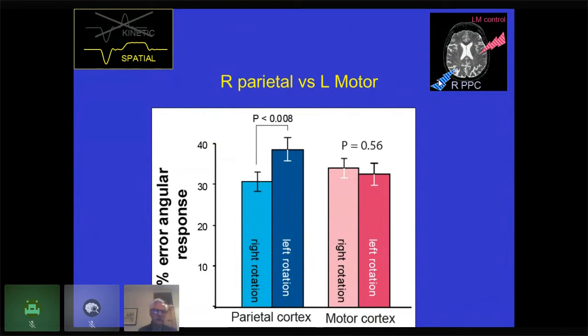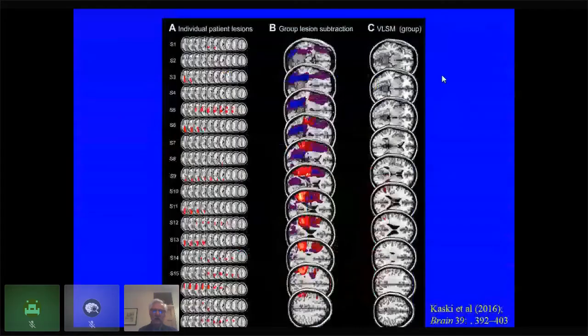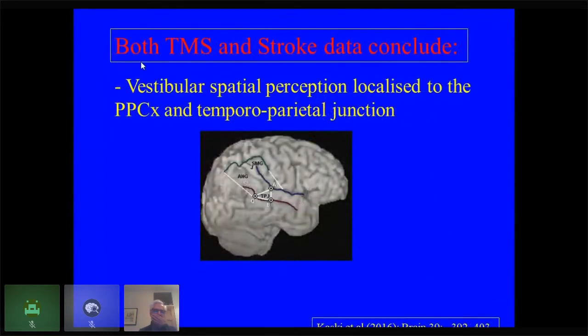And we know that there is a predominance of the right-sided hemisphere for vestibulospatial function. This was later confirmed in another paper where patients with stroke were collected, and those patients with a stroke and spatial dysfunction during a similar type of task like the one I've shown you, the area of overlap of the lesion is in the temporoparietal junction. So both the TMS and the stroke data conclude that vestibular spatial perception is localized to the posterior parietal cortex and to the temporoparietal junction.